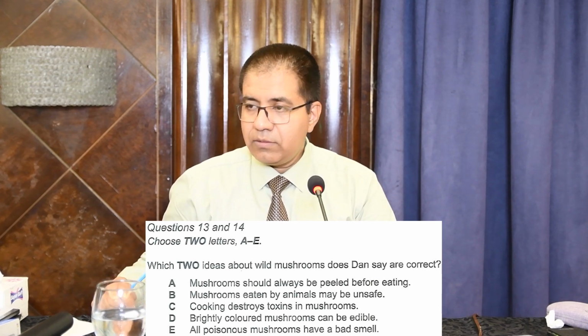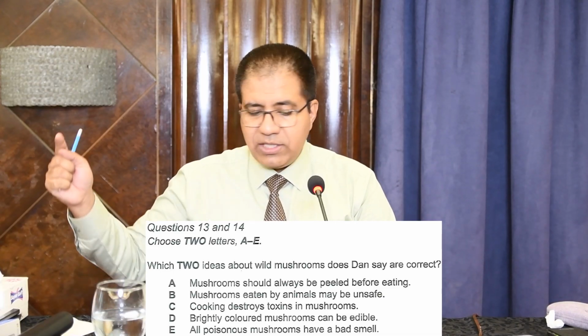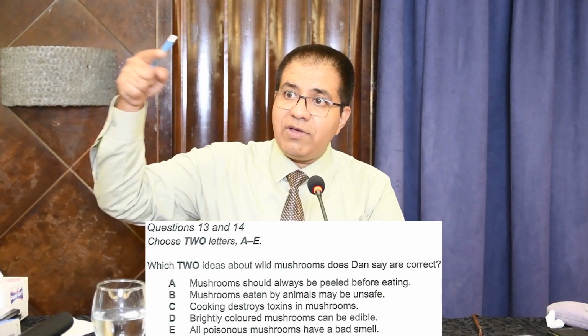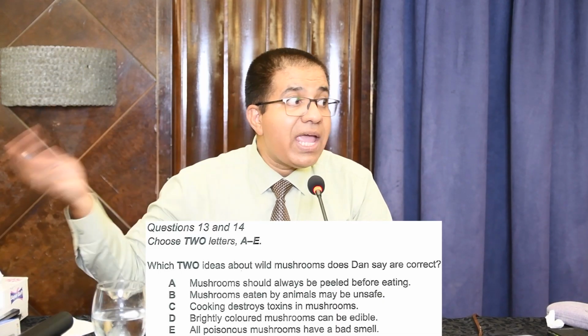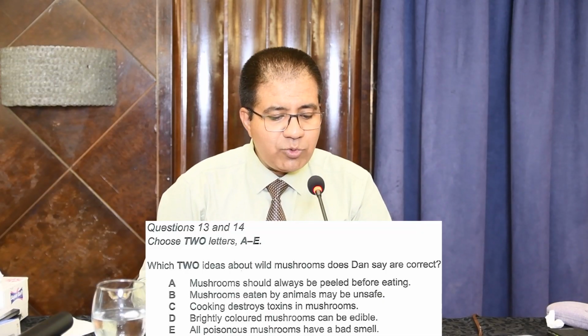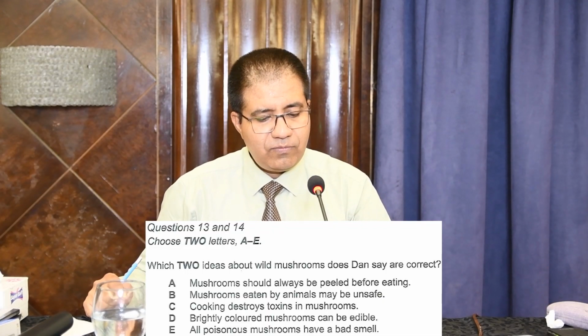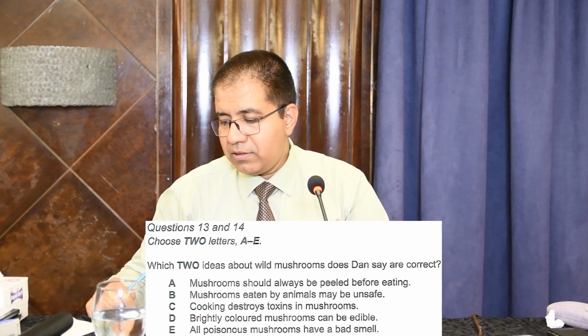In salads, it's not necessary to peel them. What is option A? Mushrooms should always be peeled. In the audio, it's not necessary to peel them. So A is wrong. Now please come to option E. E for elephant. The thing you should remember is that you can't tell if a mushroom is safe to eat by its smell.